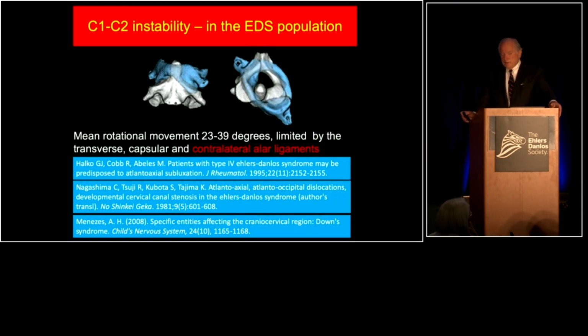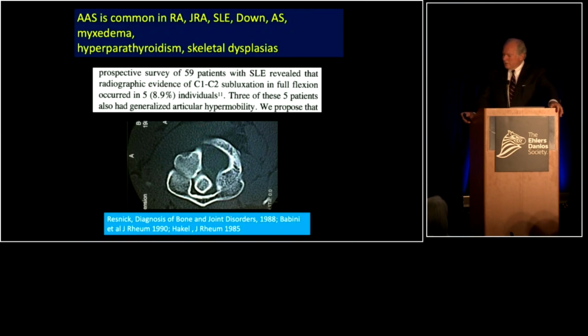So C1-2 instability, as you know, is a slippage, a subluxation of C1 upon C2. Normally, when you turn your head, there'll be a 25 to 35 degree angulation between C1 and C2. More than that, and you're getting into problems. And around 35 to 40, you start compressing one vertebral artery and decreasing flow. And above 40, you're leading to obstruction in both vertebral arteries.